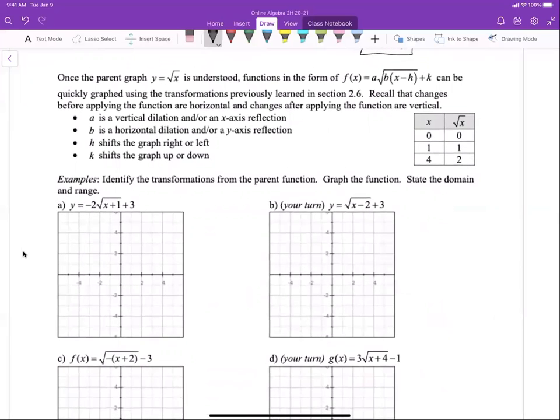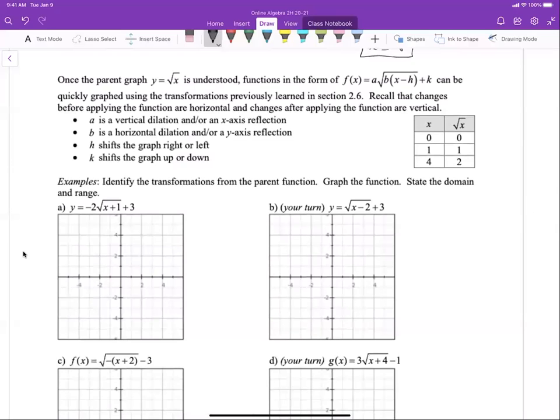Now we're going to talk about things that we have learned in the past. Once the parent graph y equals square root of x is understood, functions in this form, f of x equals a square root of b times the quantity x minus h, plus k, can be quickly graphed using the transformations previously learned in section 2.6. Recall, this is a very important concept: changes before applying the function are horizontal, and after applying the function are vertical.